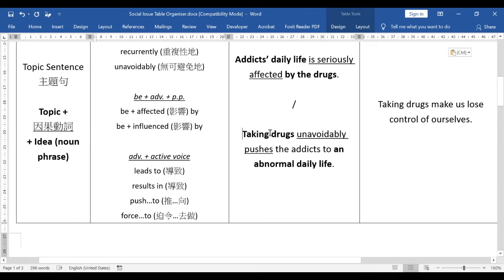Of course, you can also use the gerund as subject. So you can have taking drugs, this would be the topic, unavoidably pushes the addicts to an abnormal daily life. Put adjectives. What kind of daily life? What is it like? Abnormal. Okay, not normal at all. And then it pushes them. The drugs push them. It's not the drugs make them. Don't use the verb make. Use these: leads to, results in, push them to, force them to. These are stronger.